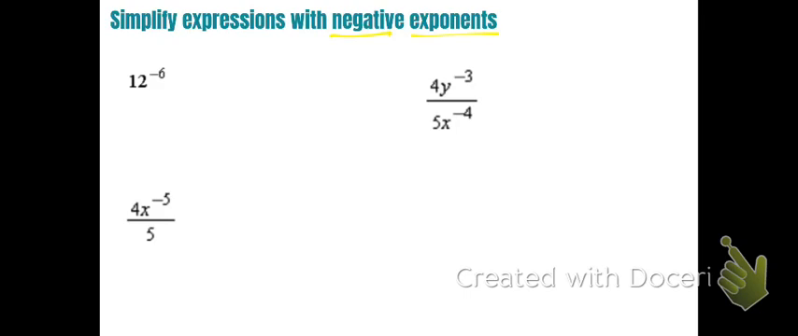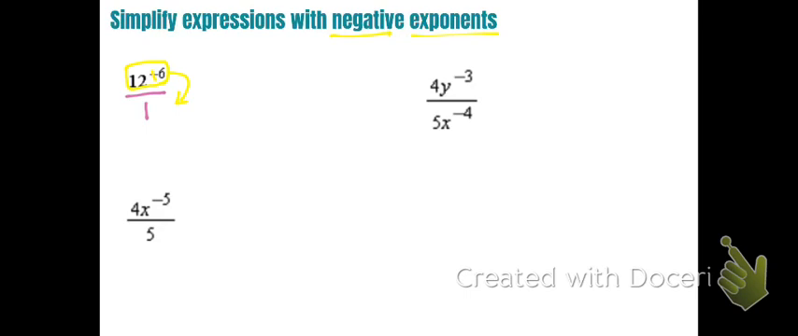So if we look at the first example, it's not written as a fraction, so I can't clearly see what's my numerator, what's my denominator. So you can always take any whole number and convert it to a fraction by just putting it over 1. Now let's identify what has the negative exponent. 12 has a negative exponent. So I change it to a positive and I move it down to the denominator.